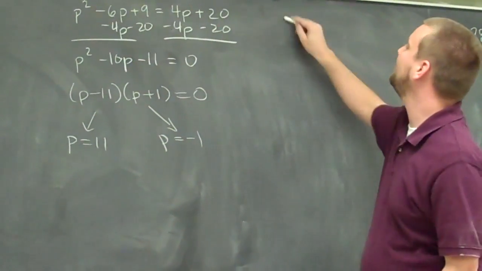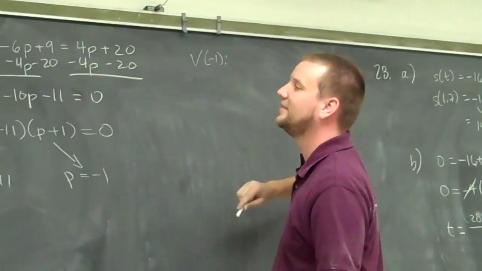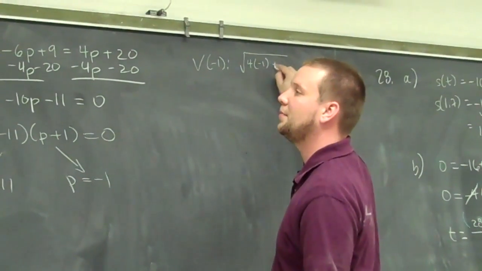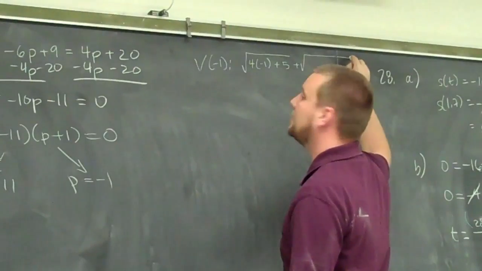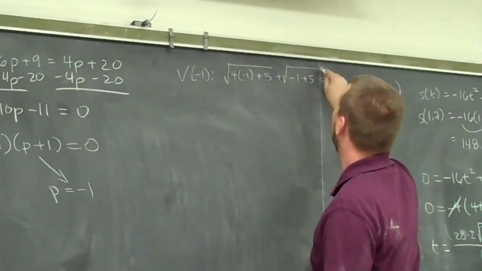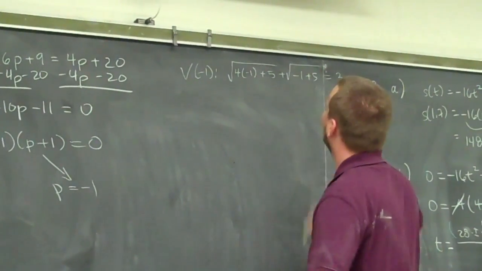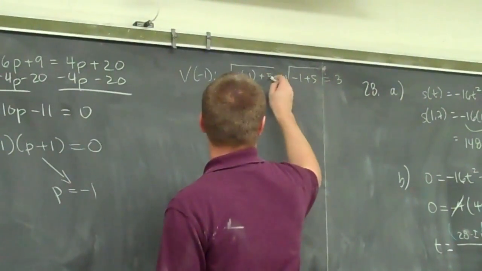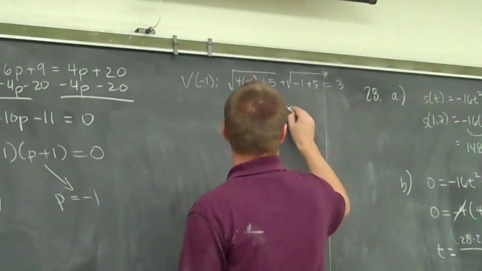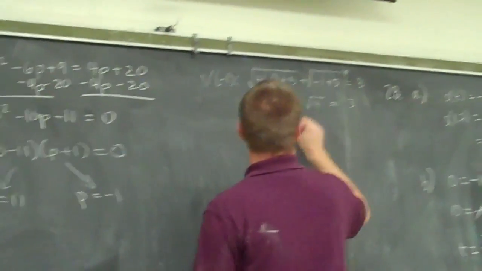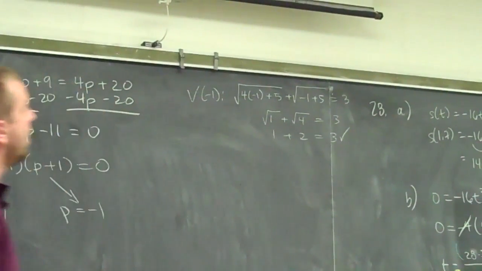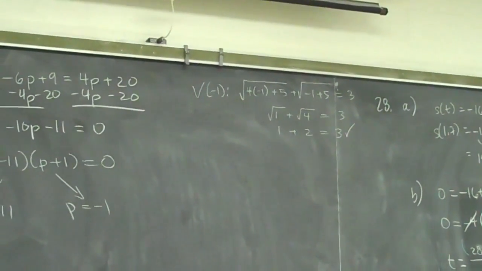-1, because it works. So does the square root of 4 times -1 plus 5 plus the square root of -1 plus 5, does that really, really equal 3? And I think it does, because this is -4 plus 5 is 1. That's the square root of 4. And that's 1 plus 2, isn't it? So -1 does work.